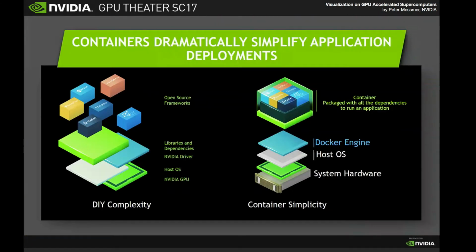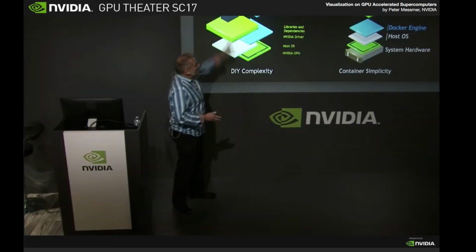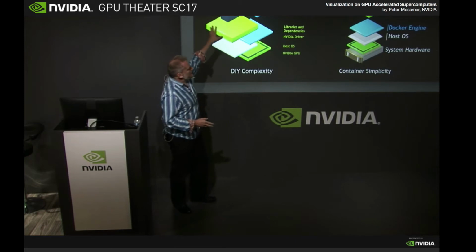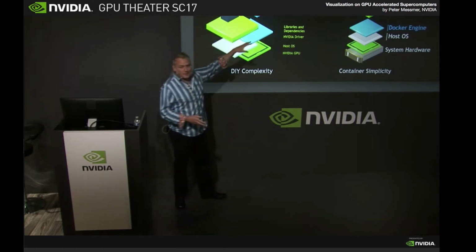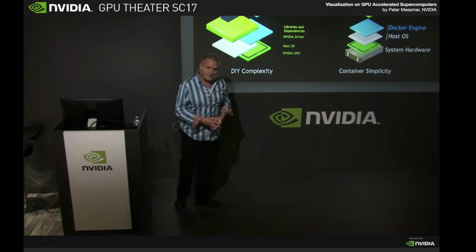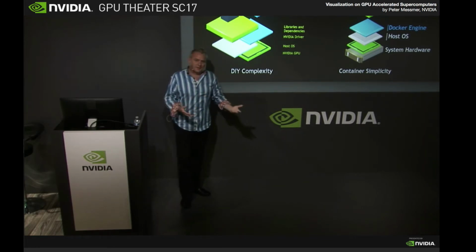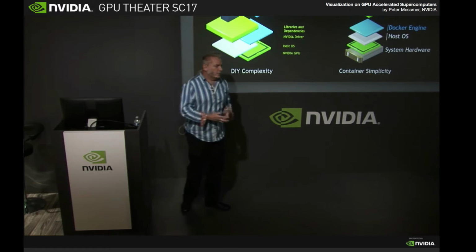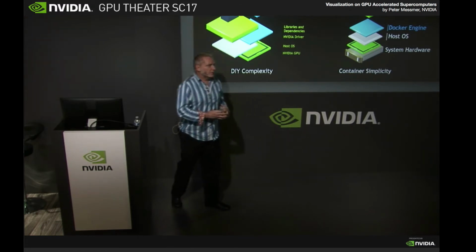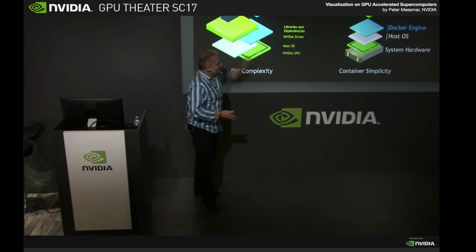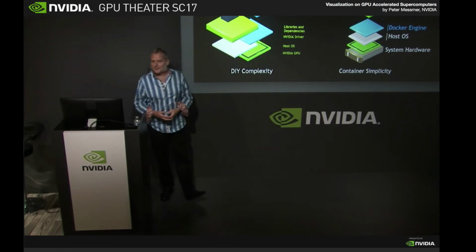On the left-hand side, you see what typically happens today. You have a bunch of open source packages. In this particular case, it's packages from the deep learning space, but pick your favorite scientific simulation code, and it probably looks similar. You have your open source frameworks, then underneath you have a variety of different libraries, then you have to worry about having the right driver, depending on how things were compiled. There might be a very tight connection to the driver or dependencies, and you have your host OS, and then finally you get down to the GPU.